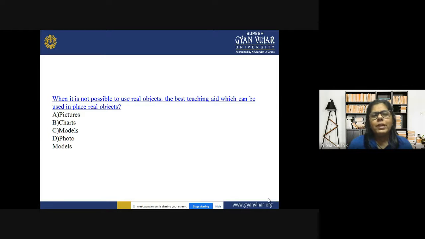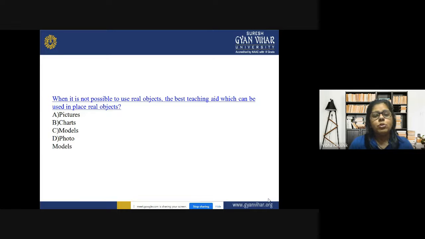Pictures. The teacher cannot show the real object to the student, but the teacher can show a picture related to it. Whether this can be called the best teaching aid for that. Charts, the teacher can use charts to display the things. Models, the teacher can use a model for that, or the photo, the teacher can show the students the photo related to that real object. So these are the options.